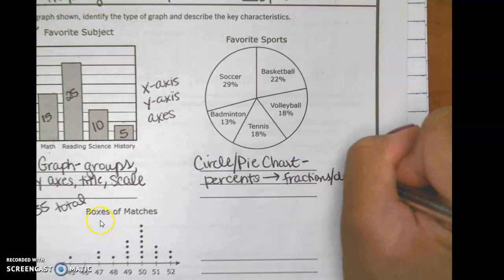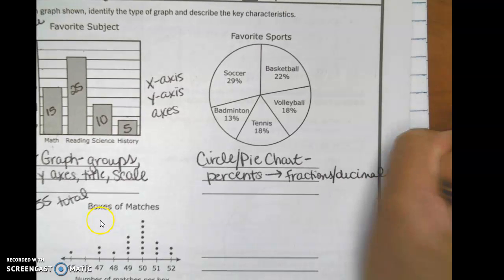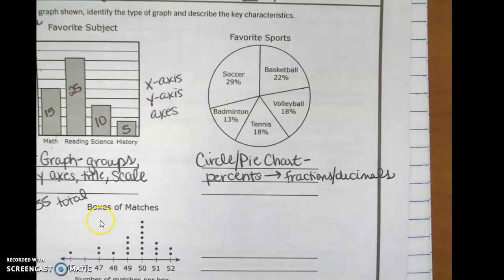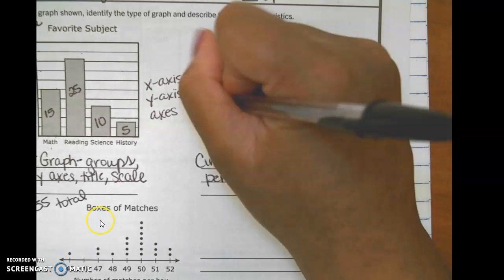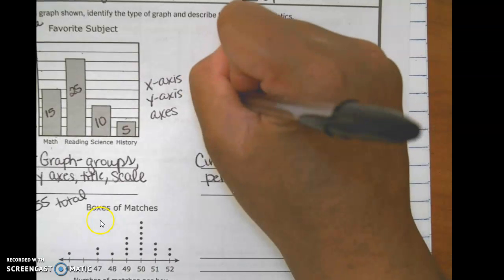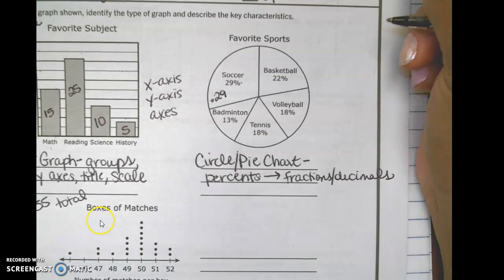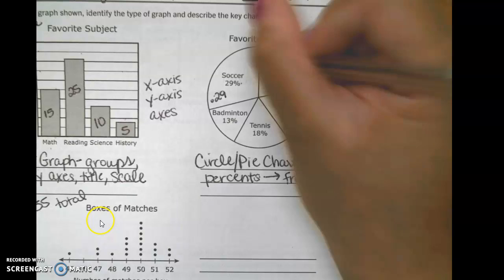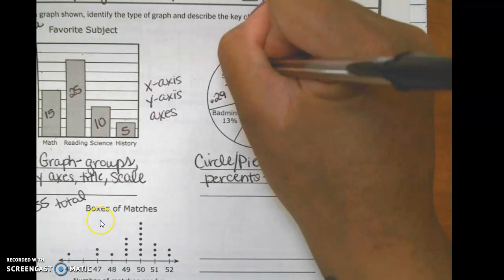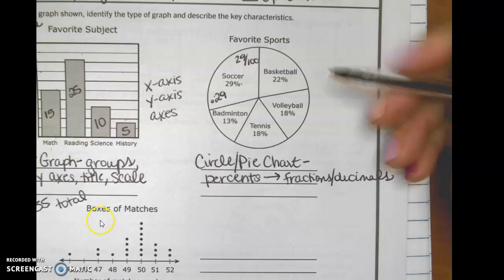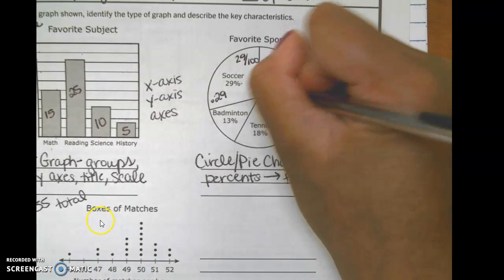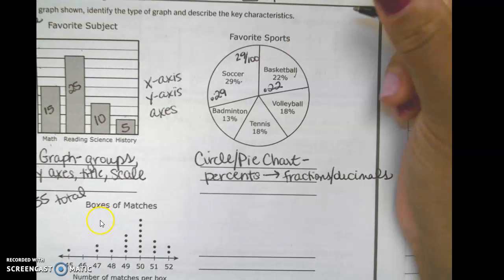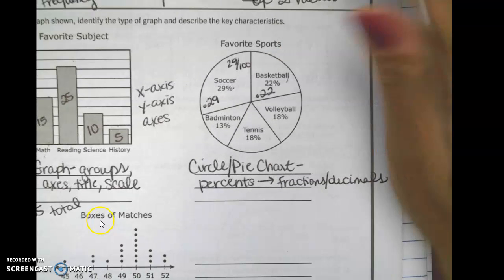They are not clearly written there, but I should be sound enough to know that this is what as a decimal? 0.29. 29 hundredths. And how would I write that as a fraction? 29 over 100. What is this as a decimal? 0.22. 22 hundredths. And how would I write that as a fraction?